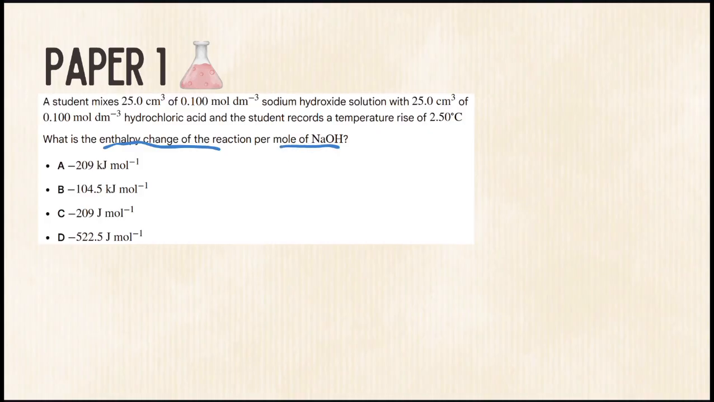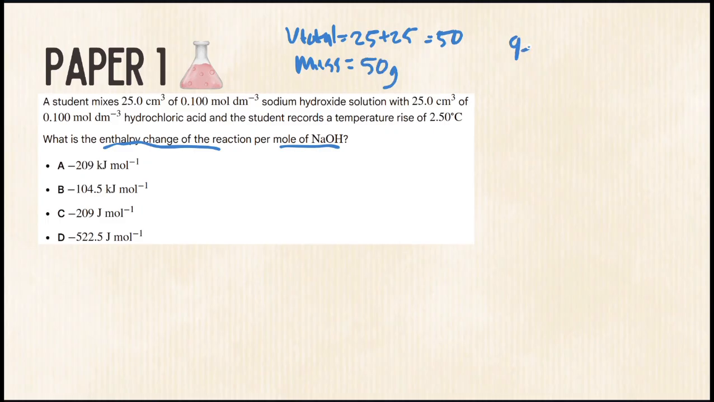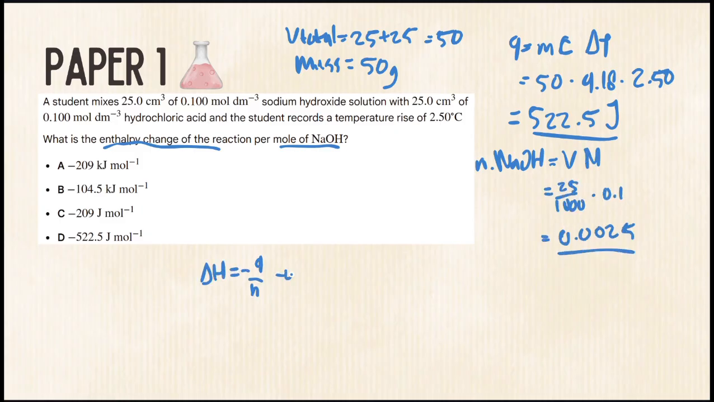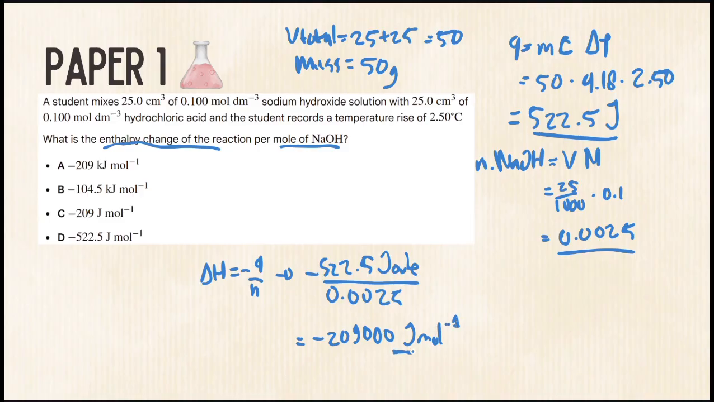Moving on, we need to calculate the enthalpy change of neutralization per mole of sodium hydroxide. Because the unit uses centimeters cubed, our formula automatically changes from mass to volume. So, we just take our total volume of 50 cubic centimeters, multiply it by 4.18, and we can solve with ΔT to get 522.5 joules perfectly without converting to grams. Now, calculate the number of moles of sodium hydroxide and get 0.0025 moles. Finally, divide 522.5 joules by 0.0025 moles. This gives negative 209,000 joules per mole, which converts to negative 209 kilojoules per mole.